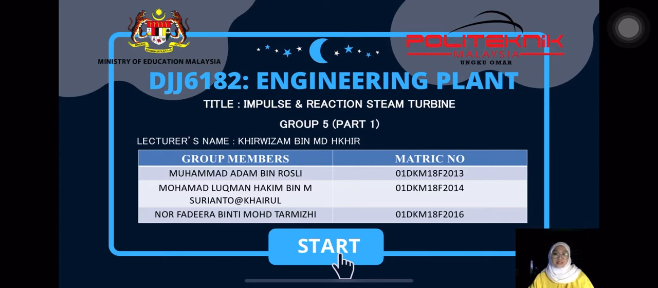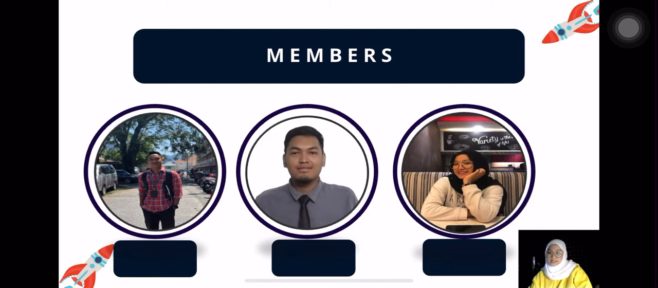Our lecturer's name is Kirizam bin Makhir and our group members are Muhammad Adam bin Rosli, metric number F2013; second, Muhammad Luqman Hakim bin Muhammad Suranto, metric number F2014; and the last one, me, Fadira binti Muhammad Tamizi, and my metric number is F2016. These are my group members: the first one is Muhammad Adam, the second is Muhammad Luqman, and the last one is me, Fadira.